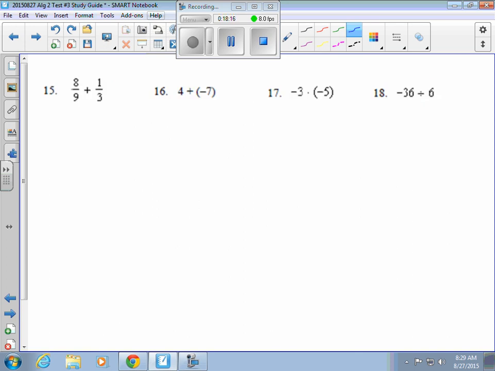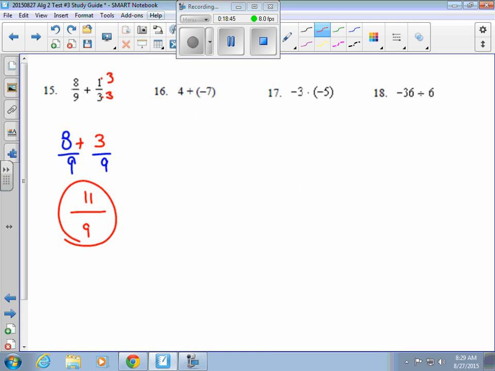Number 15, we're starting shorter, faster problems. 8/9 plus 1/3. Anytime you add fractions, you got to have the same denominator. 9 is the least common denominator for these. So this one's going to stay the same because 9 didn't change. 3, though, has to multiply by 3. So not 1 has to multiply by 3 as well. 8 plus 3 is 11, and 9 stays the same. 11 over 9 for that one.